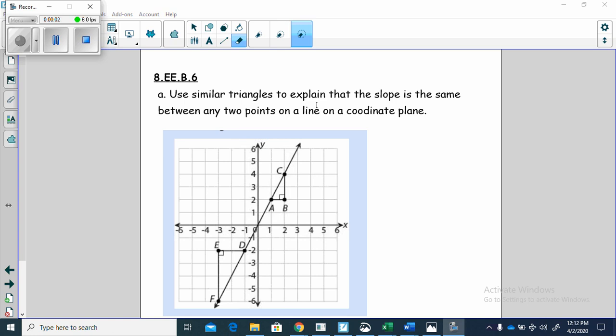This is 8.EE.B.6. This standard has 3 parts to it. We're still dealing with equations and expressions. The first part is we're going to use similar triangles to explain that the slope is the same between any 2 points on a line on a coordinate plane.